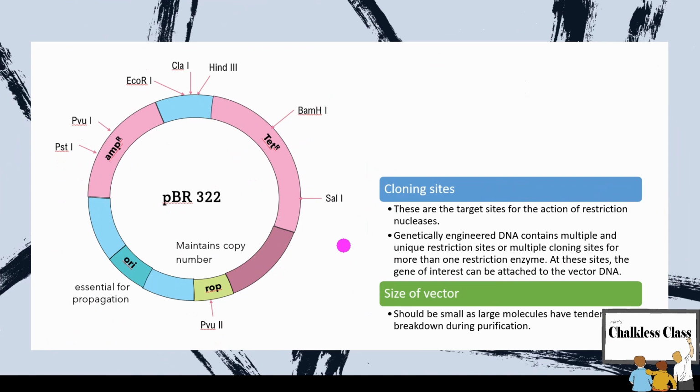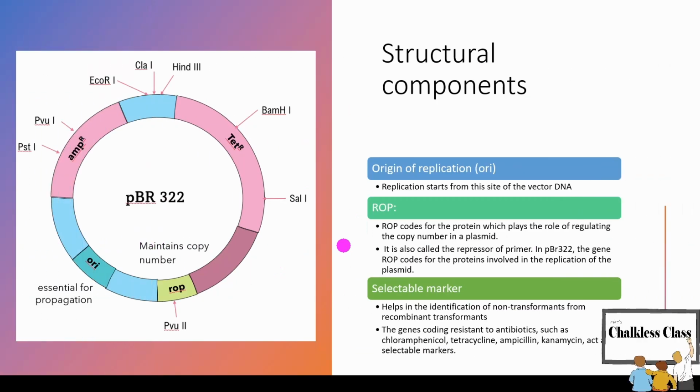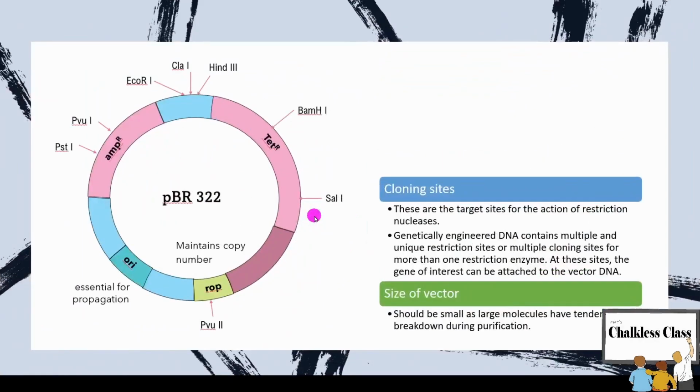These are some structural details about the plasmids. One is they must have an ORI site, the origin of replication, where the replication begins in this DNA sequence. One more is the repressor of primer or ROP site, which maintains the copy number. They must have selectable markers. One or more selectable markers are preferred, and they must have many sites for the action of restriction endonucleases. Those are called cloning sites. And next, the size of the vector should be small.